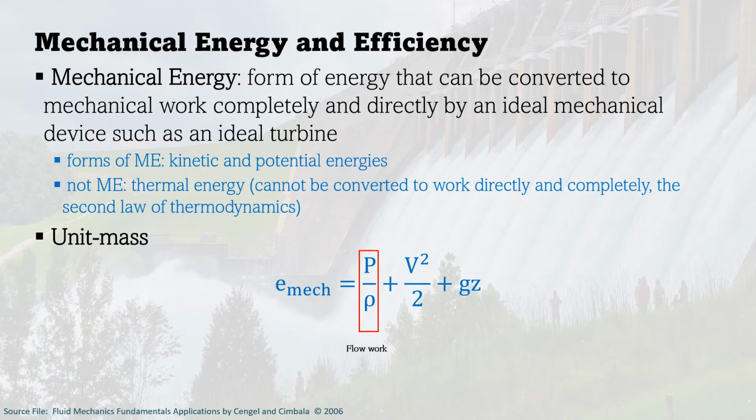Therefore, the pressure of a flowing fluid is associated with its mechanical energy, and that's what we call the flow work. The second one is the kinetic energy, which we are already familiar with from physics. And the third component of mechanical energy is the potential energy. So mechanical energy is just the sum of flow work, kinetic energy, and potential energy.